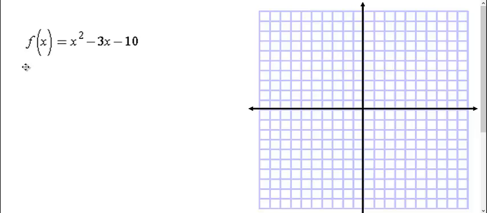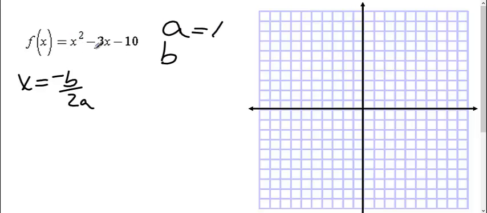All right, so in this problem, we are graphing this parabola here. So the first thing we need to do is find our vertex. Our vertex formula, we have to start off x equals negative b over 2a. So we have our equation the way we want it. We know a is always in front of my x squared, which is 1. My b is negative 3, and my c is negative 10.